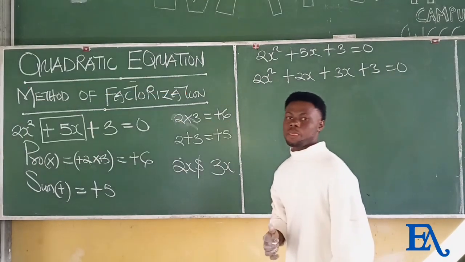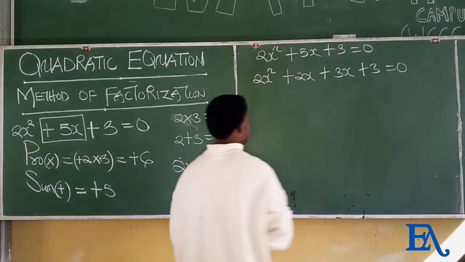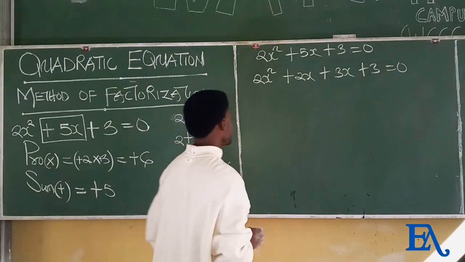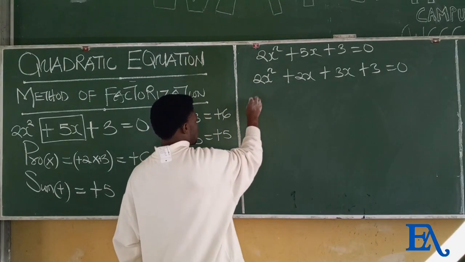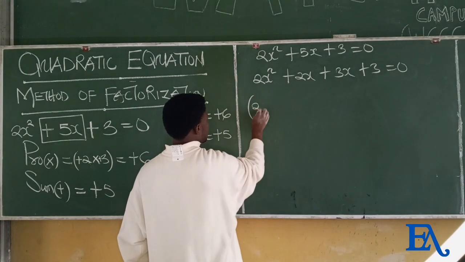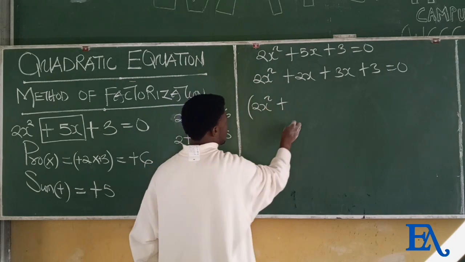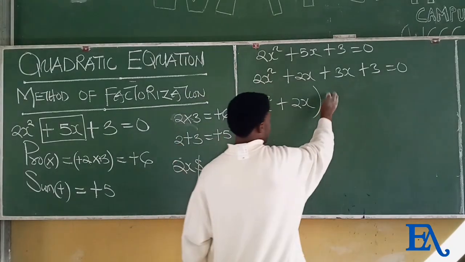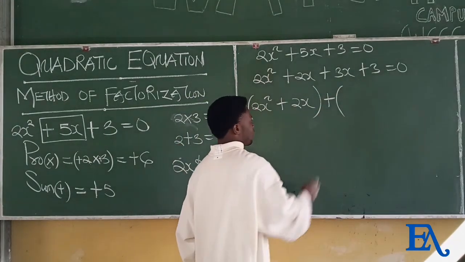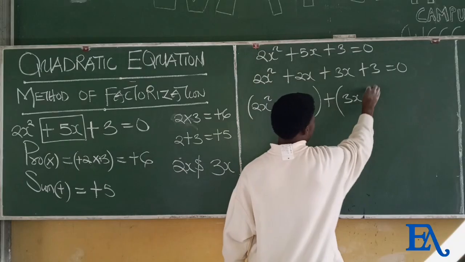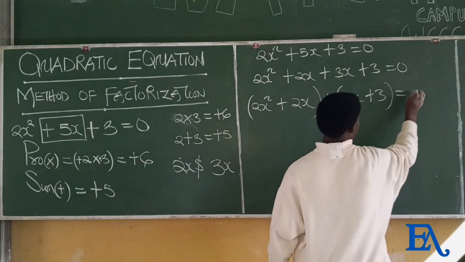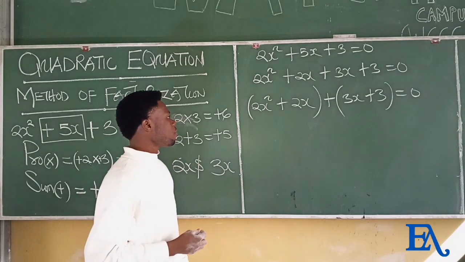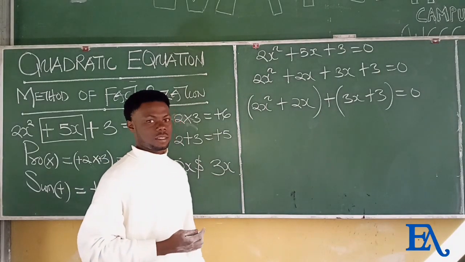Now, by pairing, since there are 4 terms on the board, 1, 2, 3, 4 terms, let's group them using brackets. So in my first bracket, I have 2x squared plus 2x, bracket close. In my second bracket, I have 3x plus 3 equals 0. That is step number 3. Step number 4, factorize each parenthesis.